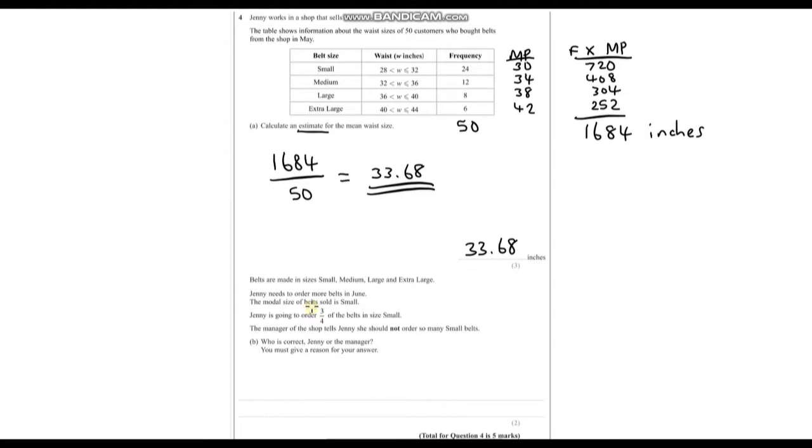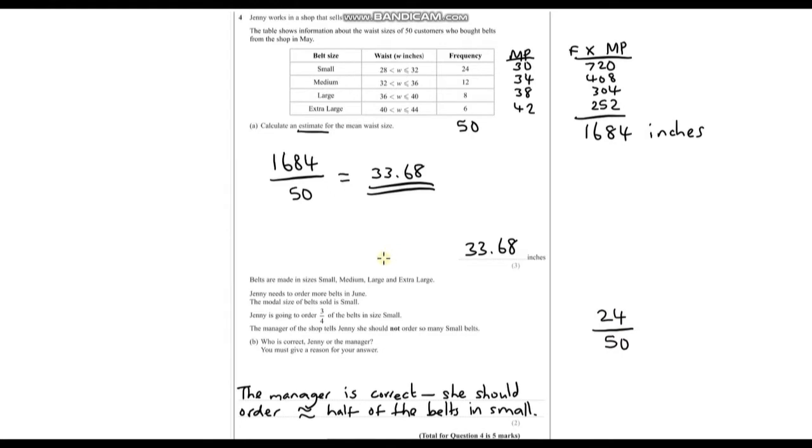So is 3/4 too many small belts to order? Well, let's look at how many belts she sold that were small. She sold 24 out of a total of 50. Now 24 over 50 is definitely not 3/4. We know that 25 over 50 is a half, so she's just sold slightly less than a half. Okay, now let's go on to question 5.